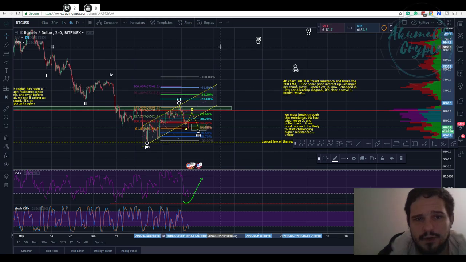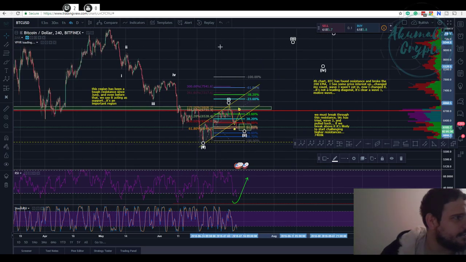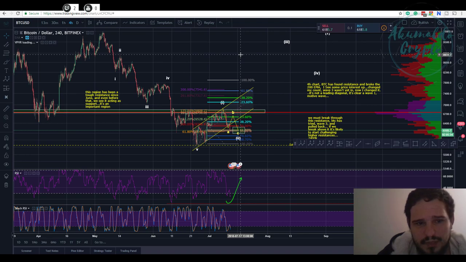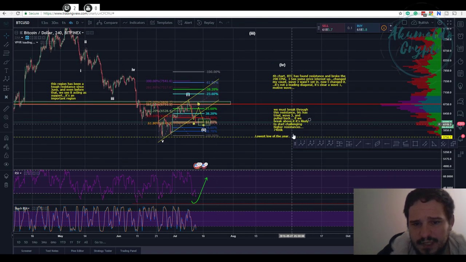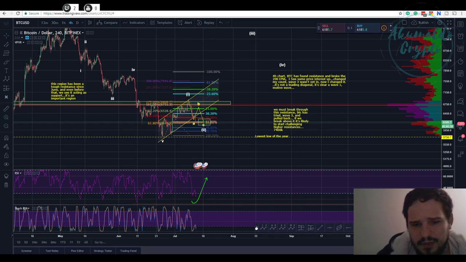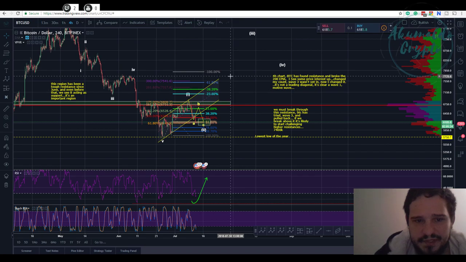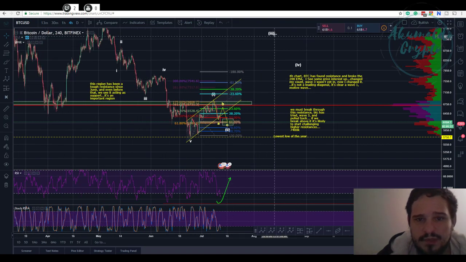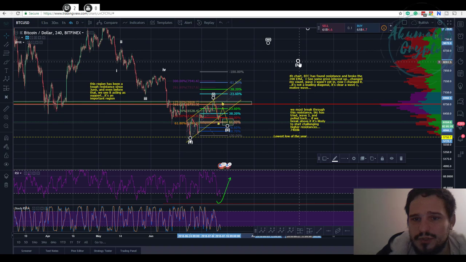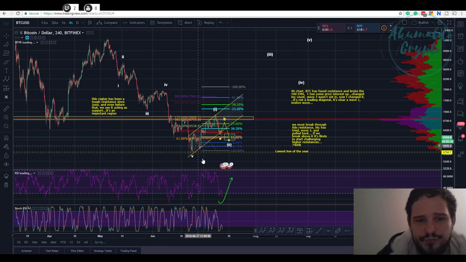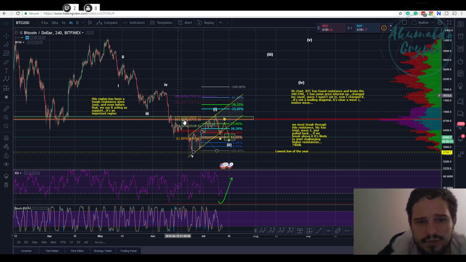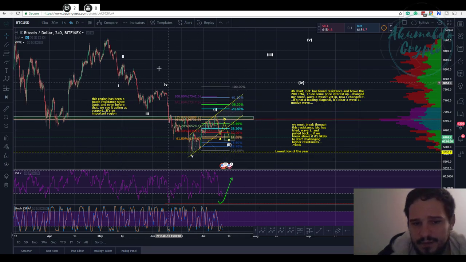Okay, so here what I have is this bullish count. I'm going to start with this bullish count just because this is really simple to understand and to chart. It's a simple 1, 2, 3, 4, 5 motive impulse wave down. It's a clear motive impulse wave down, and then we have the reaction here now.